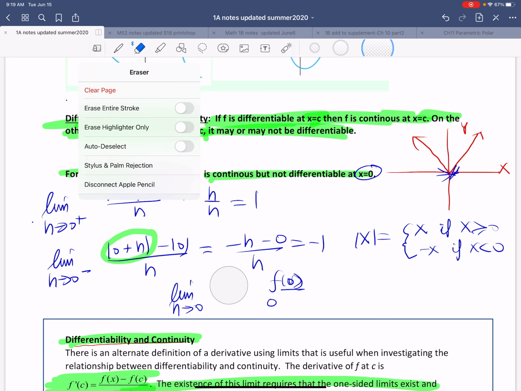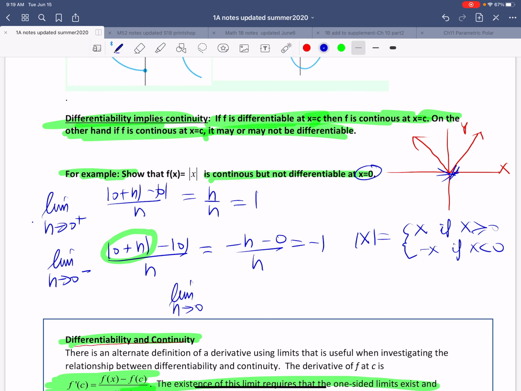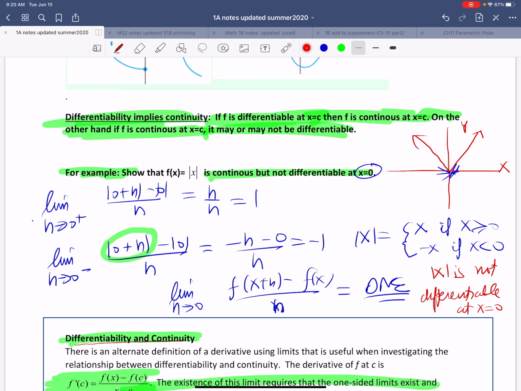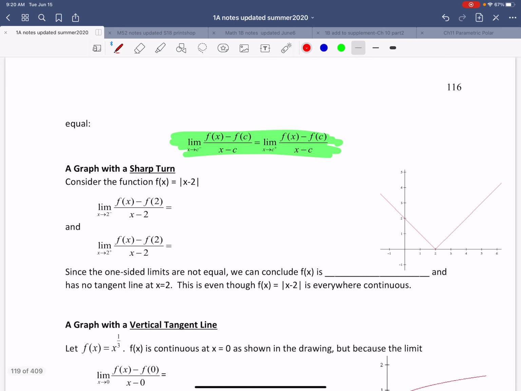Actually, I should write it in the h terms, not in the x terms. So this limit does not exist. Limit as h approaches 0 of f of x plus h minus f of x over h does not exist. If this limit does not exist, then we would say absolute value of x is not differentiable at x equals 0. Right, let's see a couple more examples.